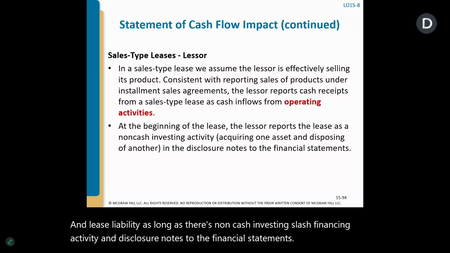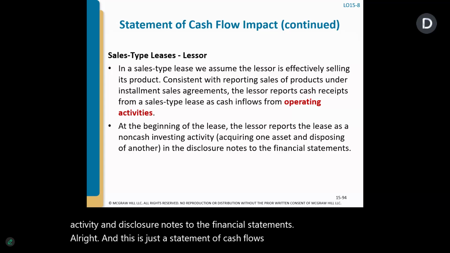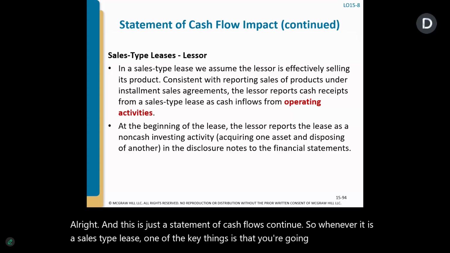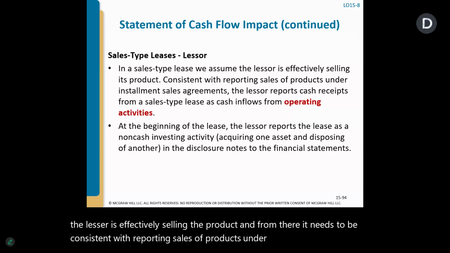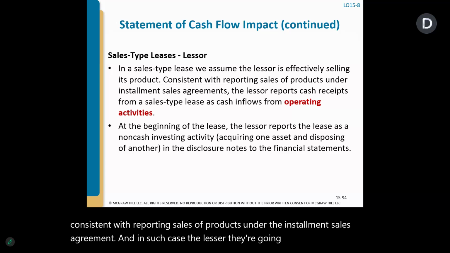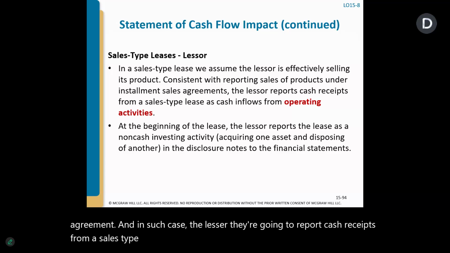All right, and this is just the statement of cash flows continued. Whenever there's a sales-type lease, one of the key things is that you're going to assume that the lessor is effectively selling the product. And from there, it needs to be consistent with reporting sales of products under the installment sales agreement. In such case, the lessor is going to report cash receipts from a sales-type lease, and it's going to be considered an inflow from operating activity.